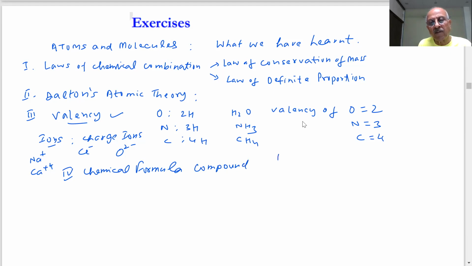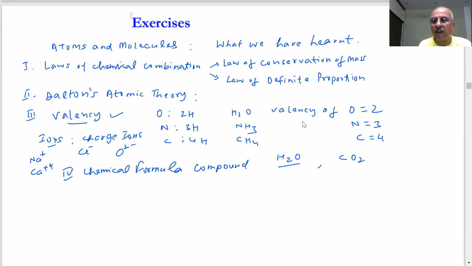When I say chemical formula, water is H2O. What does it mean? 2 atoms of hydrogen combine with 1 atom of oxygen when water is formed. If I say carbon dioxide, then you know 1 atom of carbon combines with 2 atoms of oxygen to form CO2, which is a compound. So the chemical formula of carbon dioxide is CO2. Chemical formula of water is H2O.